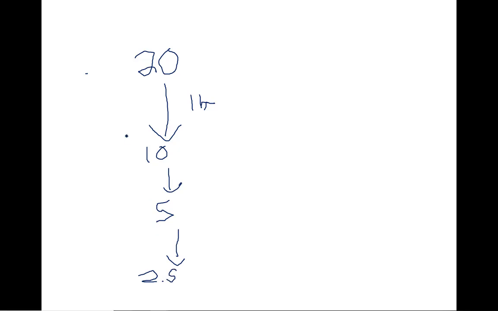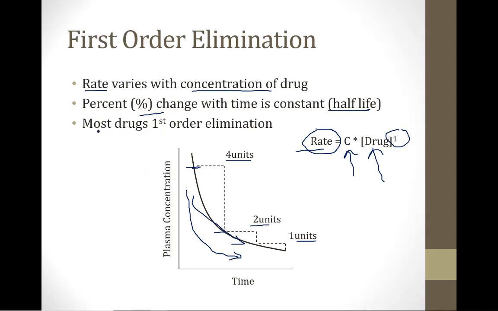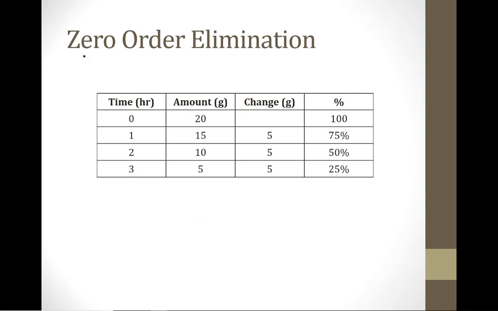So you can see that the change from 20 to 10 and 10 to 5 is different every hour. However, the percent change is constant, and therefore the half-life is constant. And most drugs follow first order elimination. There are just a few drugs that follow zero order, and those are the ones I mentioned on the last slide. The boards love to show you data tables and ask you to interpret them.